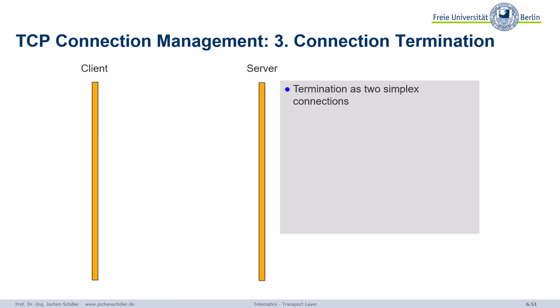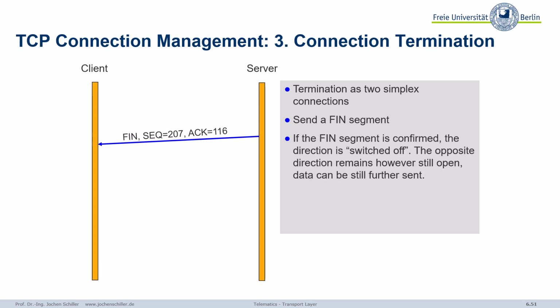Connection termination, that was this two-army problem thing. So for termination, we consider our full duplex connection as two simplex connections. So both sides have to say it's over now. So in our example, the server sends a FIN packet. That is a TCP packet where the FIN flag is set. Again, this packet also has a sequence number and acknowledges data. So that's the idea. If I get the confirmation, then this direction is switched off. The opposite direction remains open.